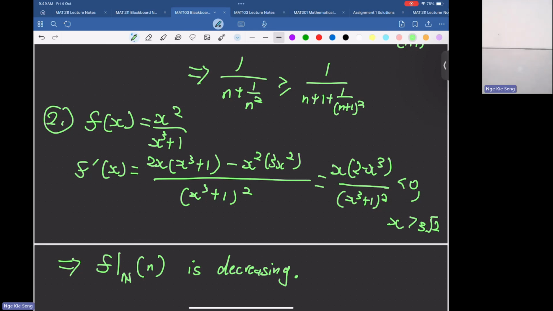Okay, but to prove it, I give you the hint already. Did you learn the mean value theorem in your first semester or no? Yes, okay. But I don't require you to prove that. You just need to use it. So you need to use the mean value theorem to prove why the function decreasing implies the sequence decreasing.